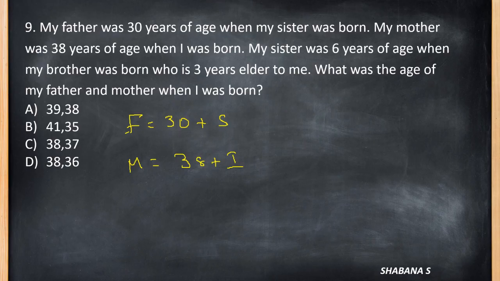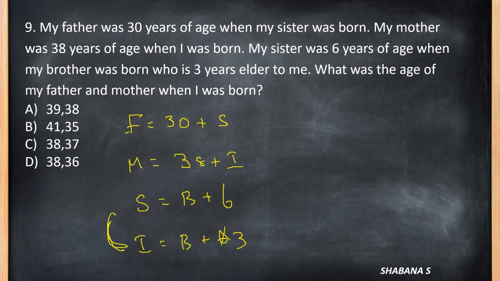Then my sister was 6 years of age when my brother was born. So when my brother was born, my sister is 6 years, and my brother is 3 years elder to me. So I am my brother's age plus 6 years plus 3 years. Easily, it can be interpreted that the difference between my age and my sister's age is 3 years. That is, my sister is 3 years elder to me.